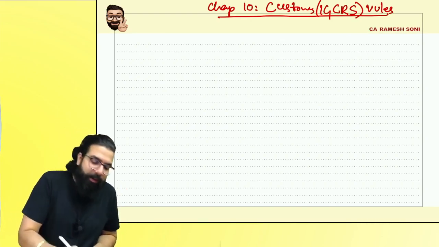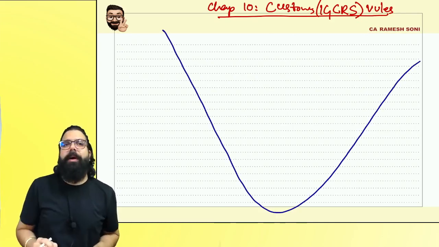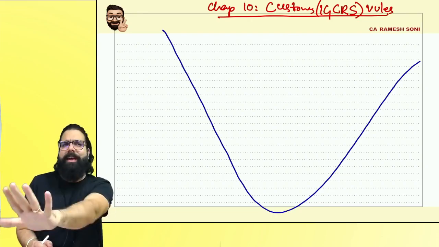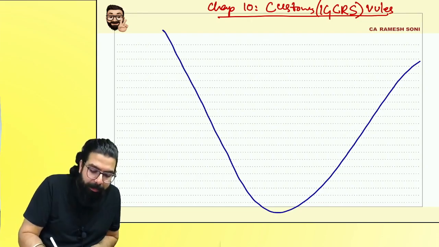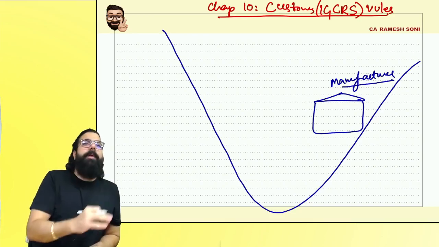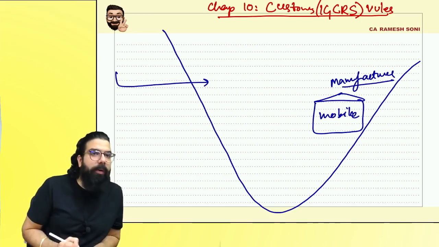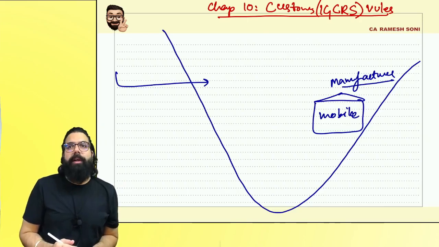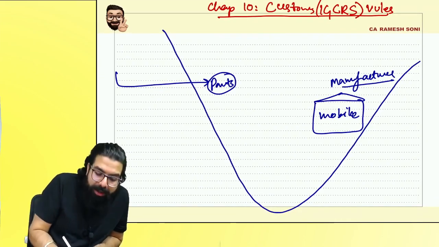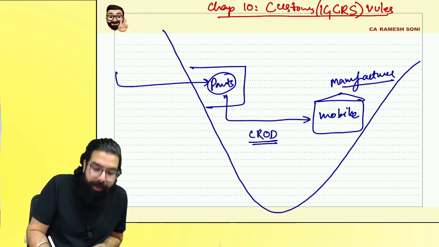So the government says that earlier these rules were introduced this way. For example, the government wants to promote manufacturing of mobile phones in India. Yes or no, everyone? Why import mobile phones? Make in India, correct? So these rules were introduced for the manufacturer. The government told that if you are a manufacturer of mobile phones and you import mobile phone related parts, we will allow you to clear these parts from the customs port at concessional rate of duty if the end use is mobile phone.